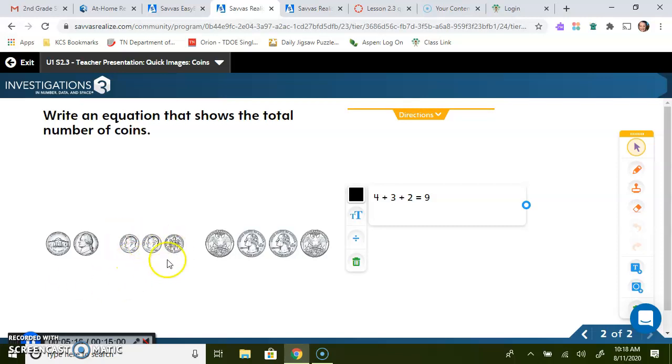Could we have thought about it a different way? Absolutely. So maybe some of you saw the dimes first. 3 dimes plus 2 nickels plus 4 quarters. Let's see what that equals. Let's count on again. 3, 4, 5, 6, 7, 8, 9. Did anyone see the nickels first and just go in order from there? You probably did. 2 nickels plus 3 dimes plus 4 quarters equals, yes, still 9. Very good. Like I said, these are called number strings, and we're going to be talking about some different number strings today.